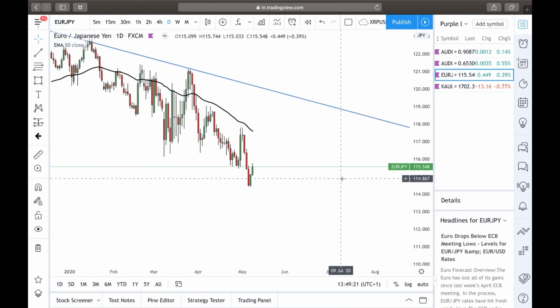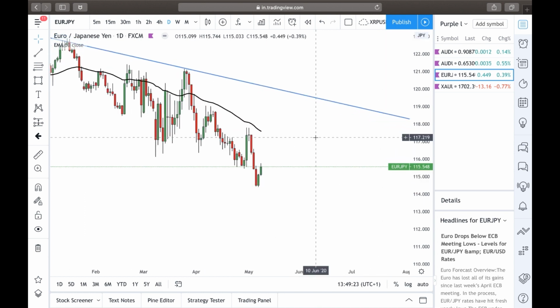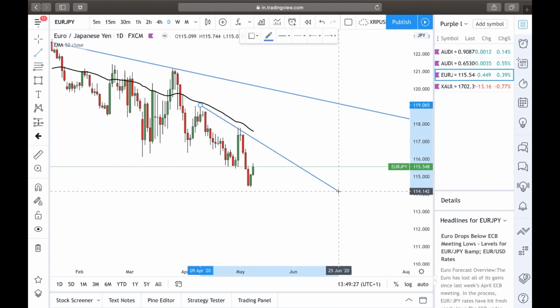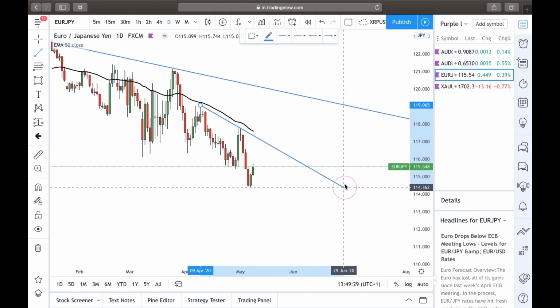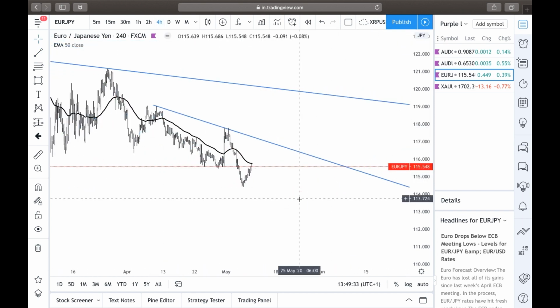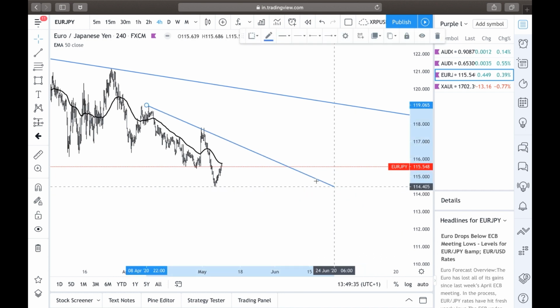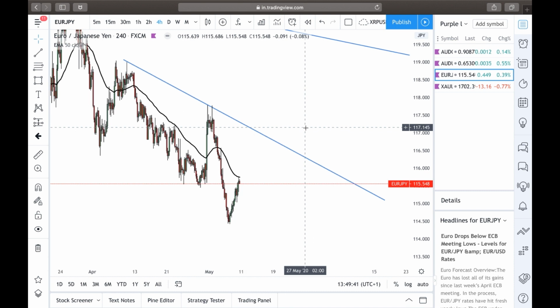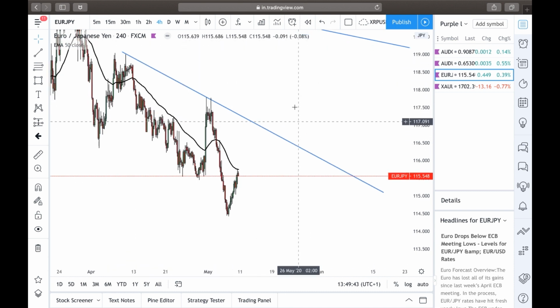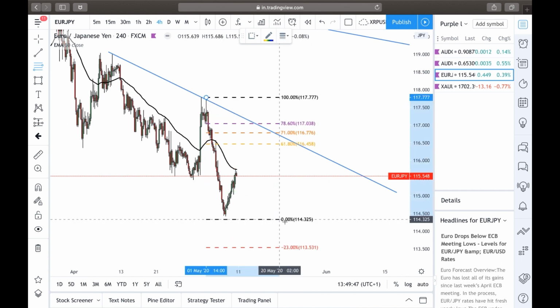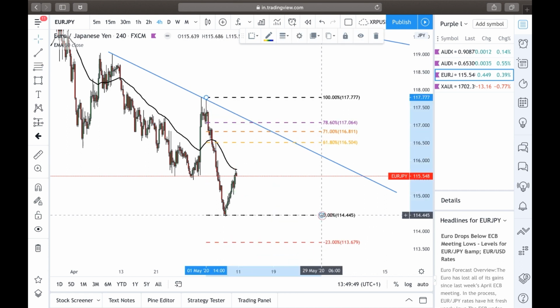So you guys got to be aware of this. And then you can have this. This is what we're looking at here. One touch, two touch, zoom in even more. So that's what I'm seeing: one touch, two touch, looking for the third touch, the continuation. Stick a fib on it from the last significant point down to where it was.